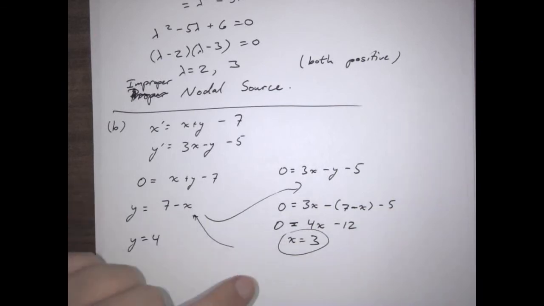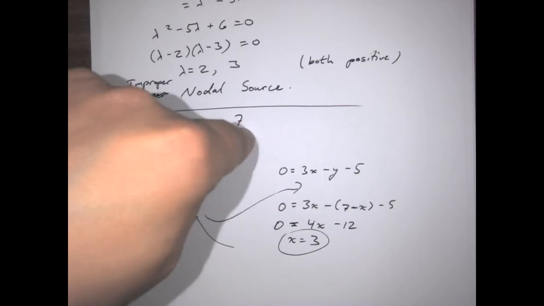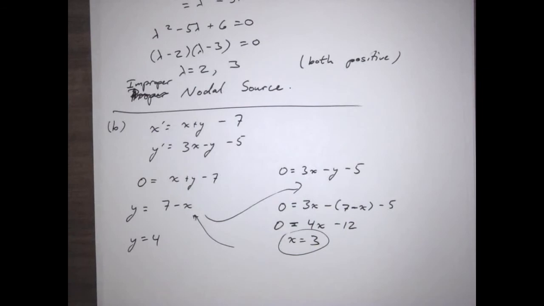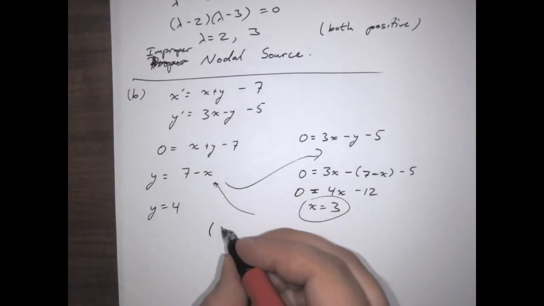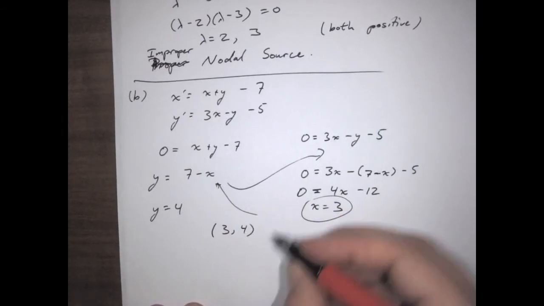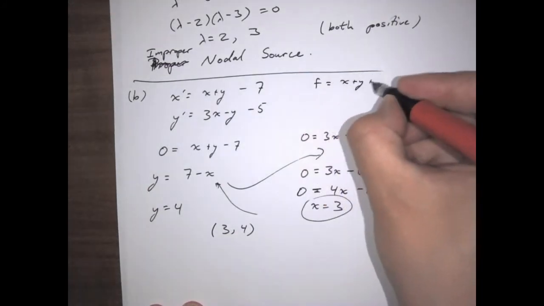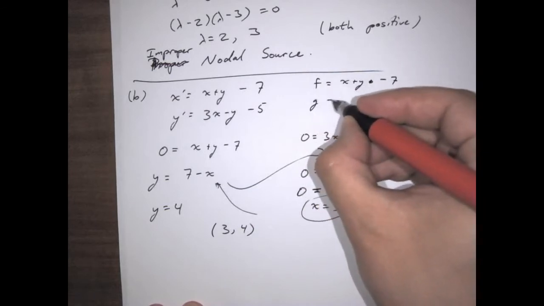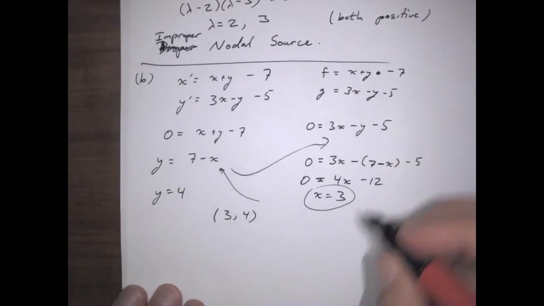Quick check on that. So 3 plus 4 minus 7 equals 0. 9 minus 4 minus 5 equals 0. Check. Okay. So we're talking about 3, 4. Now here, f is going to be x plus y minus 7. G is going to be 3x minus y minus 5.